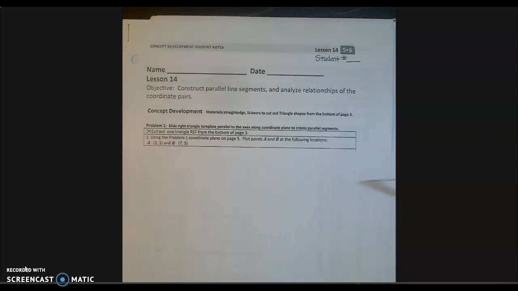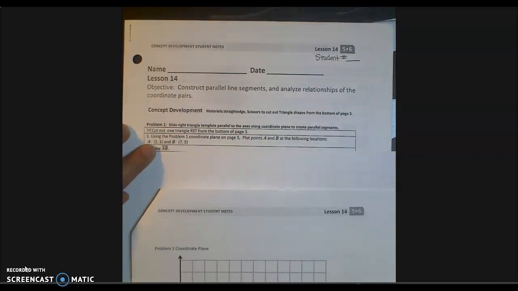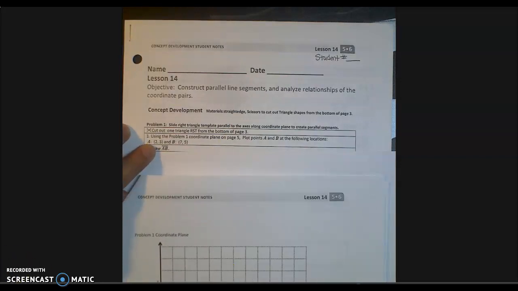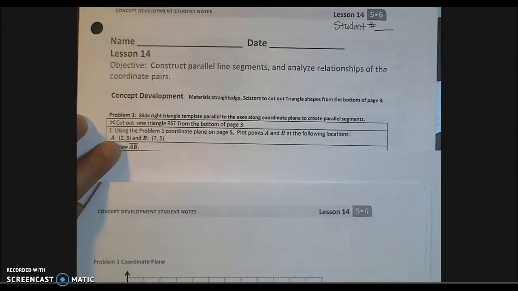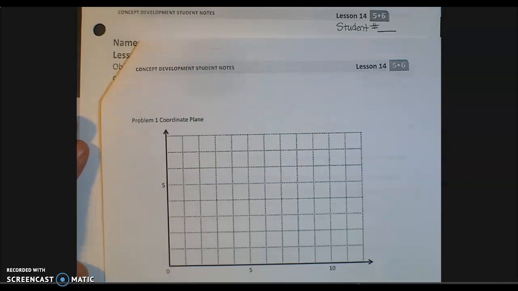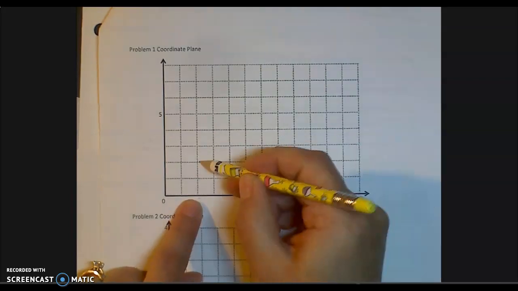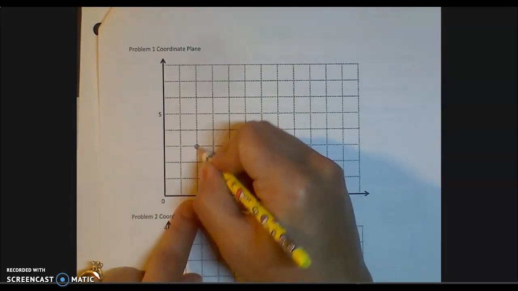So number 1 says, use the problem 1 coordinate plane on page 5. Plot point A and B at the following locations. So here is our coordinate plane, and we need to put A at point 2, 3. I'm going to zoom in so you can see a little bit better here. There we go. So A is going to be at point 2, 3. Over 1, 2, up 3, 1, 2, 3. This is point A.